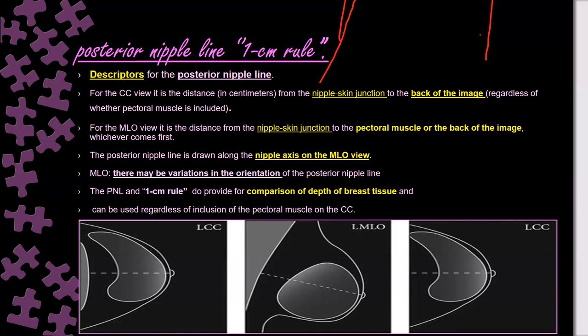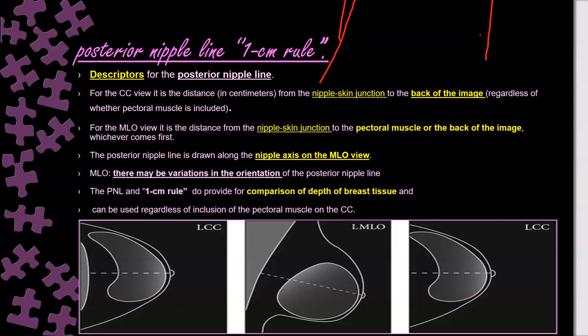We are going to describe the descriptor in more detail. The posterior nipple line is a line drawn in the CC view from the junction of the nipple and skin, a straight line going posteriorly to the end of the image, regardless of whether there is pectoralis or not. If you have the pectoralis, go to the end of the pectoralis. If not, go to the end of the image on the CC view and measure it. Then on MLO, from the skin nipple line along the axis of the nipple, go back to the pectoralis and measure it. Then compare the depths between the two, as we have done.